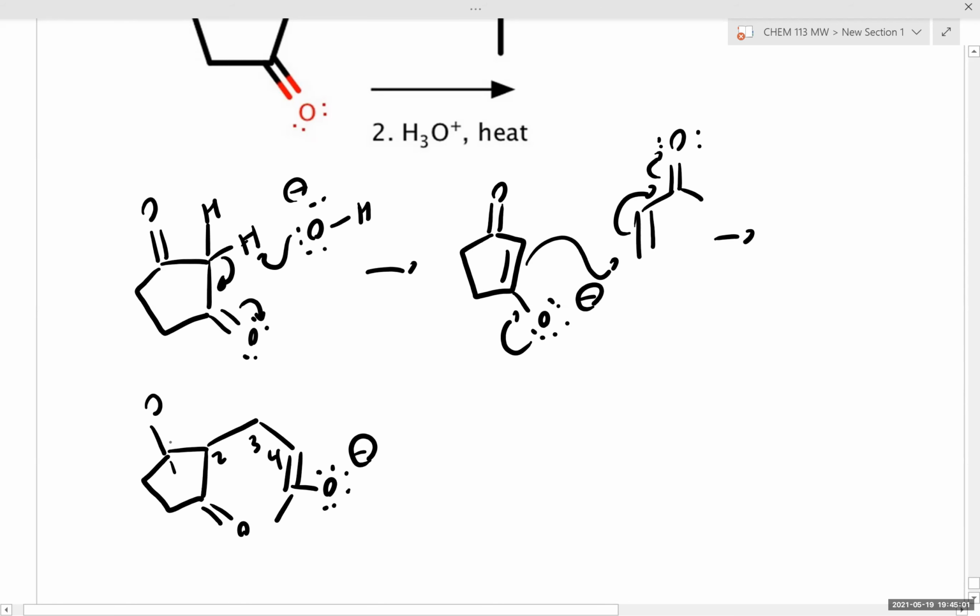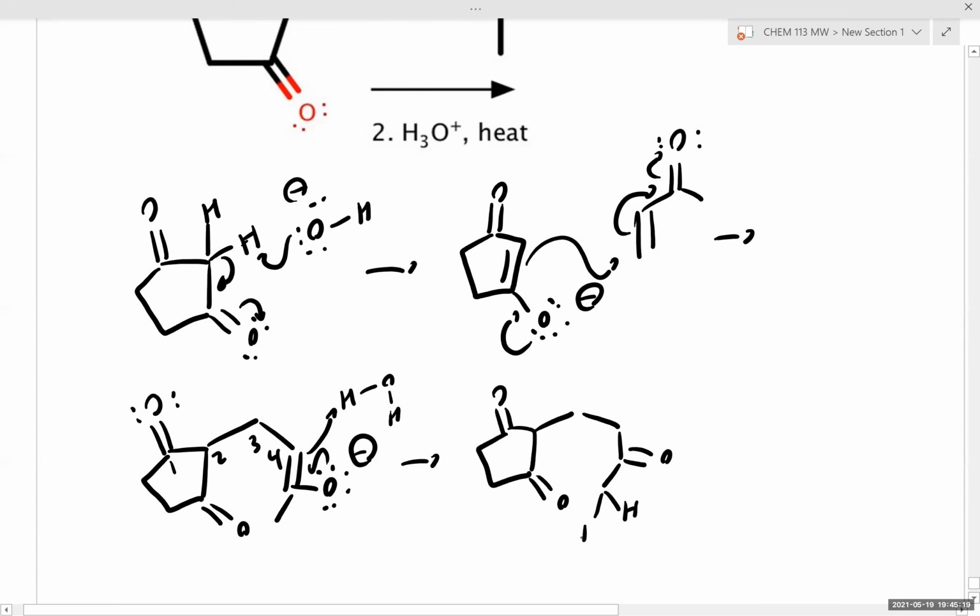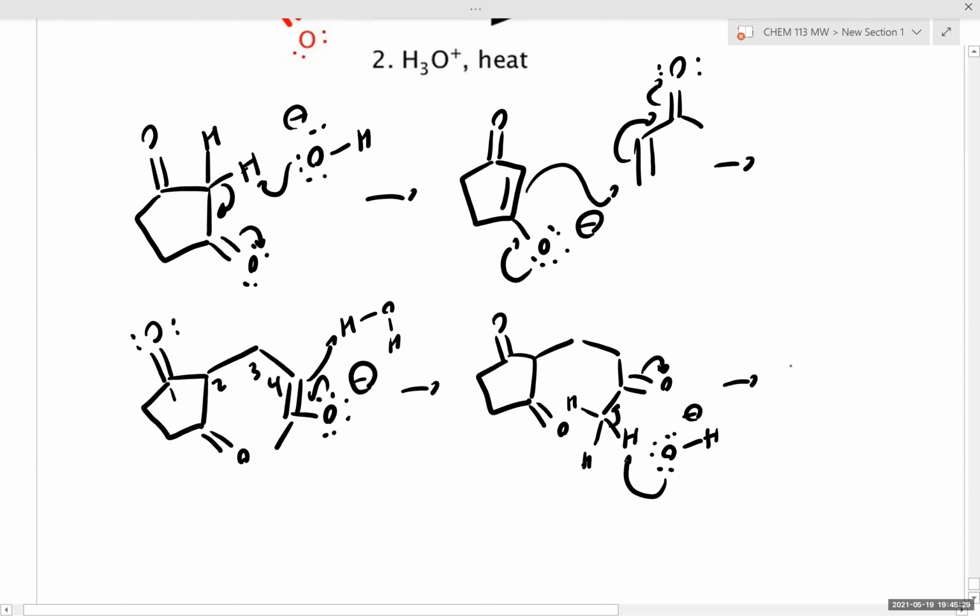Proton transfer, yep. So first we can protonate our enolate. And then from here, we can then deprotonate the other alpha position. That in turn gives us the following new enolate product.